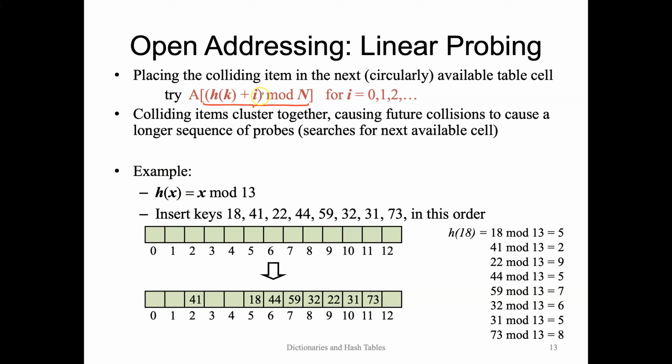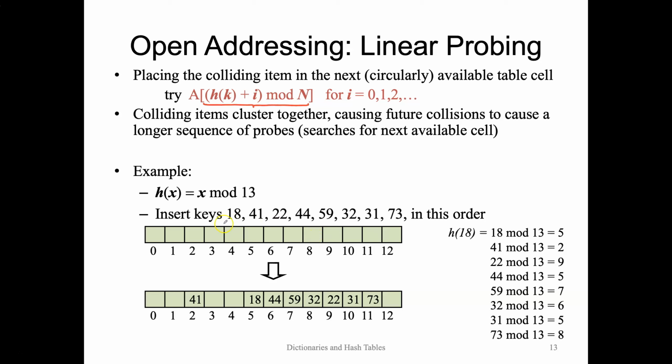And every time we encounter a collision, we increment i. So if we tried at index h of k, this is the hash value of k, and something was already there, then we're going to try h of k plus 1. And if something was there, we try h of k plus 2. So this has the effect of starting at a particular index, and then if that's occupied, try the next index. If that's occupied, try the next index. So this is linear probing.